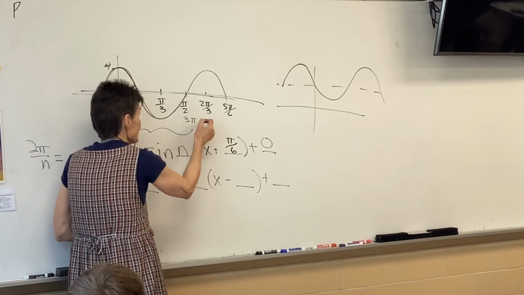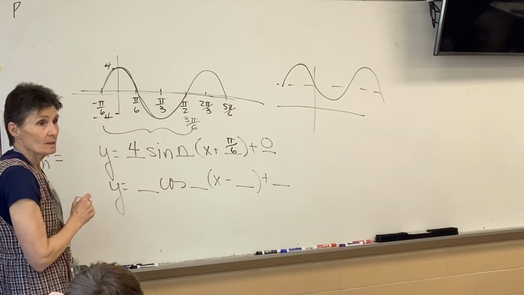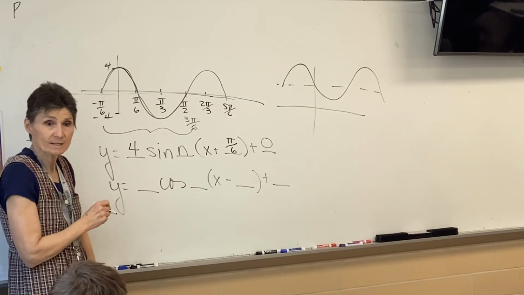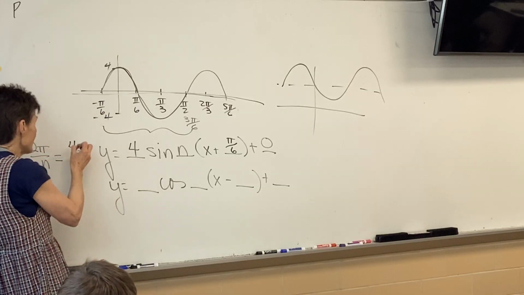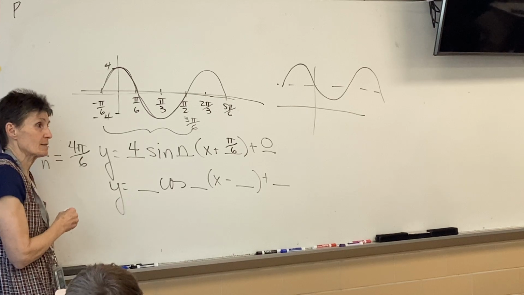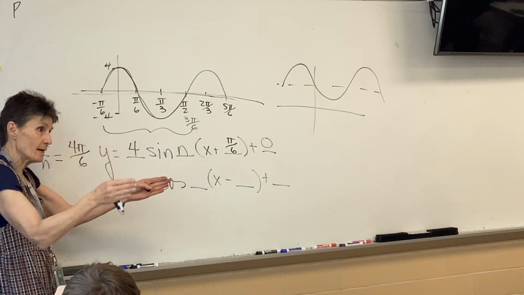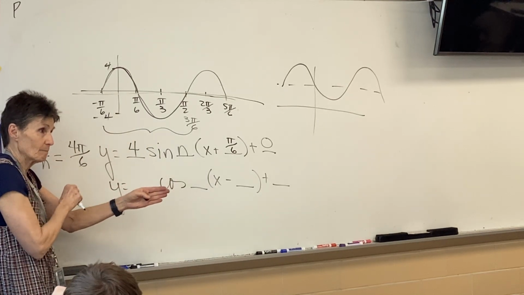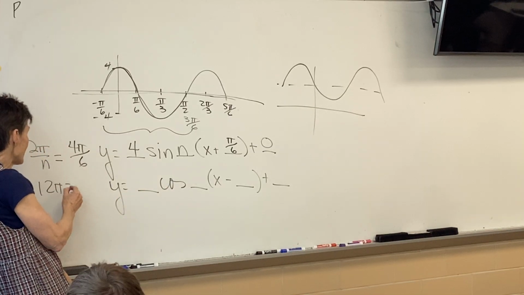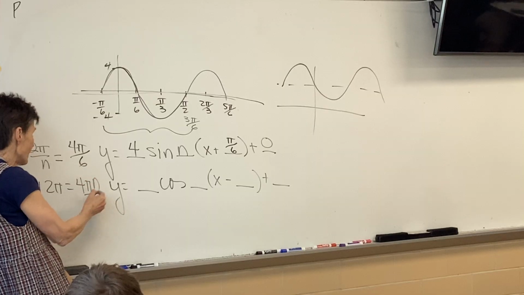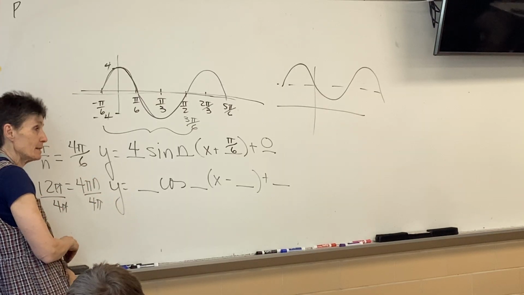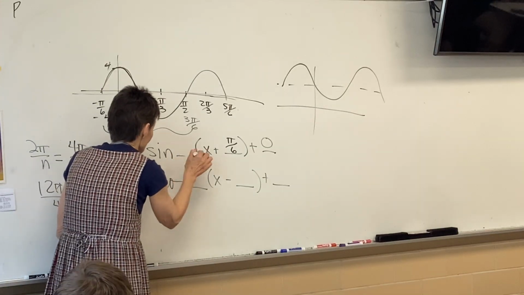This is 3/6. So negative 1 to 3 is 4/6. So my period, you can reduce that if you want or just leave it, 4 pi over 6. Beginning to end. Hill, valley. So when I solve this, 12 pi equals 4 pi n. Solving for n, it looks like n equals 3.